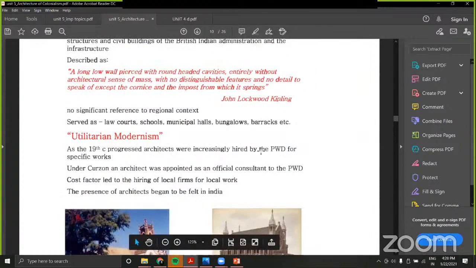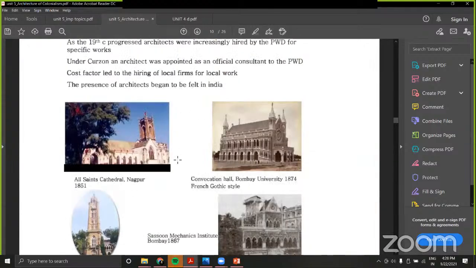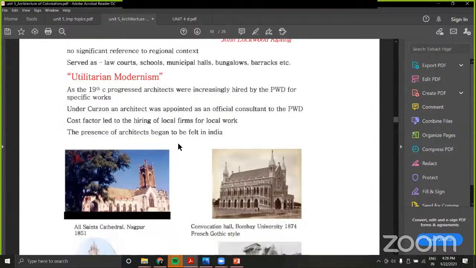Utilitarian movement, this is also another important 2 mark or 1 mark question they can ask. As the 19th century progressed, architects were increasingly hired by the PWD for specific works. Under Curzon, an architect was appointed as an official consultant to the PWD. Cost factor led to the hiring of local firms for local work. The presence of architects began to be felt in India. So this utilitarian movement, which happened in the 19th century, hired architects for specific works.